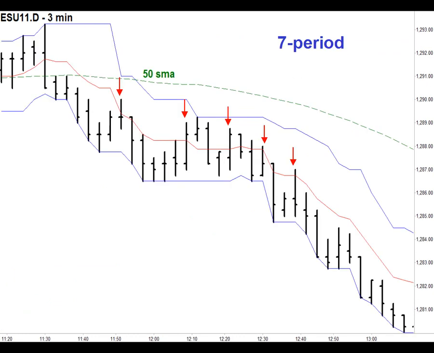And the same concept would work going short. Now here's a 3-minute bar using a 7-period Donchian channel. We rally, we touch the midline. So let's say you would have got short here. We can't place a stop until we make a lower high. So now we have a pivot high here. So we place our stop 1 tick above. Let's say we cover somewhere around here.